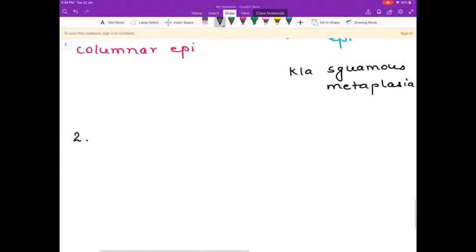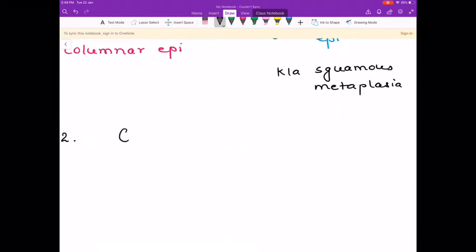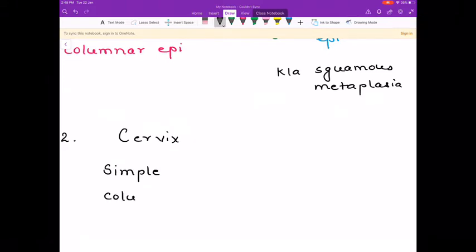Let's see the second example, which is cervix. Friends, again try to remember from your histology what is the normal lining of endocervix. Yes, you are right. It is simple columnar epithelium, single lining of columnar epithelium.